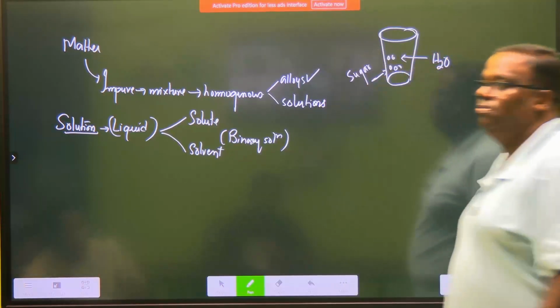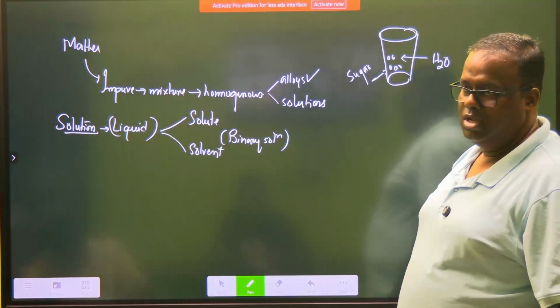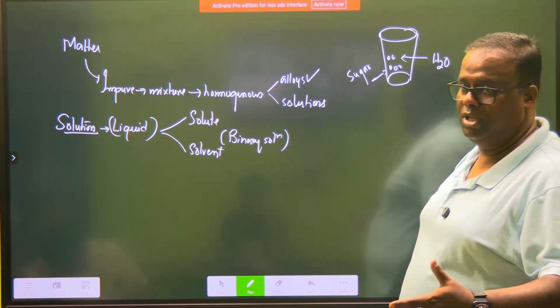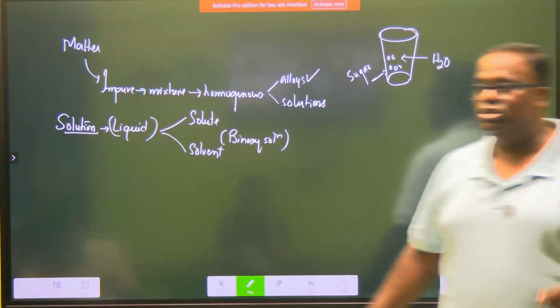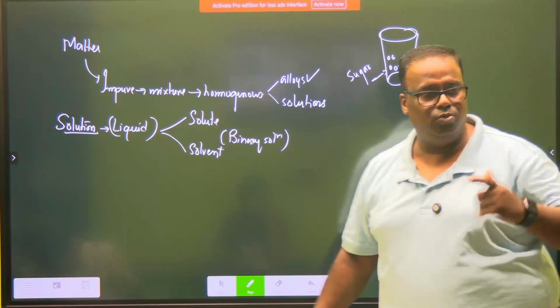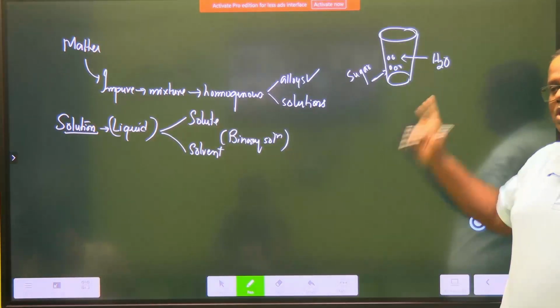If somebody asks you that I have got a glass of water and sugar granules are in it, after that the sugar granules have to disappear. Then only you will have one composition and then only you can study it as a solution. So the question comes: what is solute and what is solvent? Let's try to answer this a little.